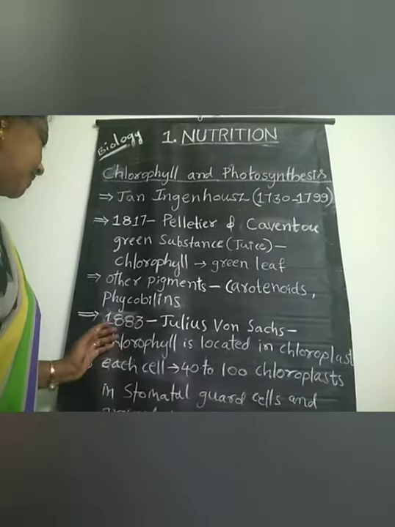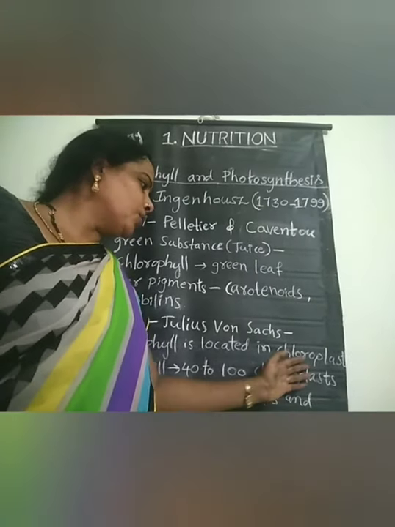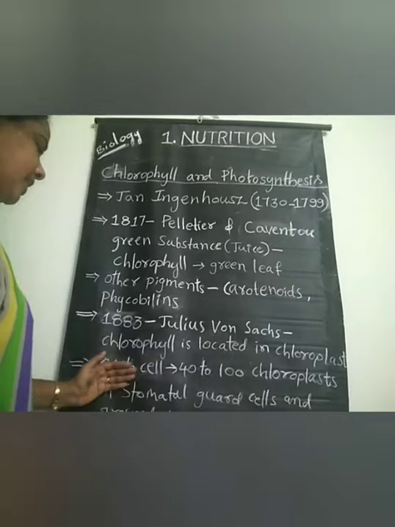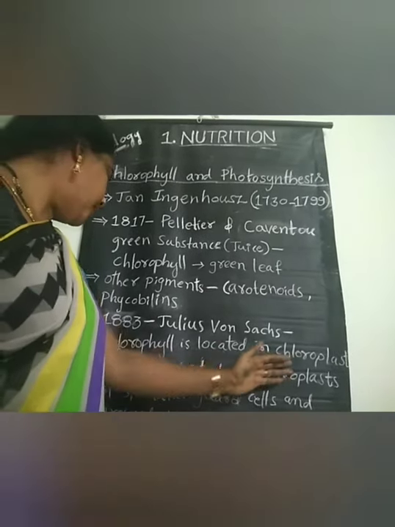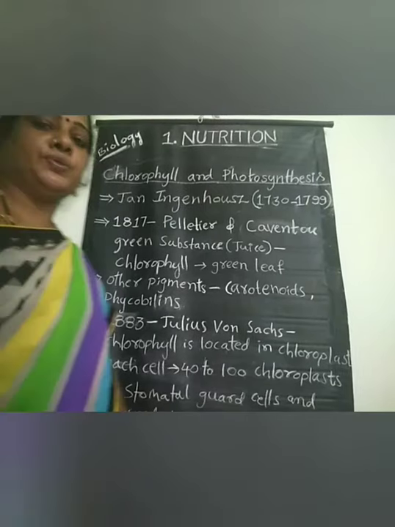In 1883, Julius von Sachs discovered the location of the chlorophyll, and he observed that chlorophyll is located in a special organelle, the chloroplast. Each cell consists of 40 to 100 chloroplasts, especially in stomatal guard cells and ground tissues.